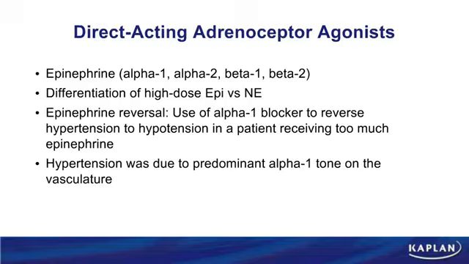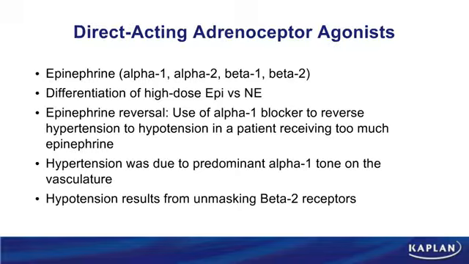How is that different with high-dose epinephrine? If I give high-dose epinephrine, I stimulate alpha-1 receptors to vasoconstrict. TPR and blood pressure go up. Now, what if I give an alpha-1 blocker? Does the blood pressure go back to normal? Or does the blood pressure go low? The answer is the blood pressure goes below normal.